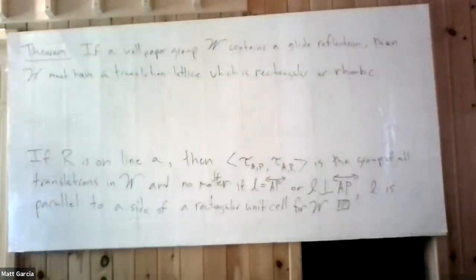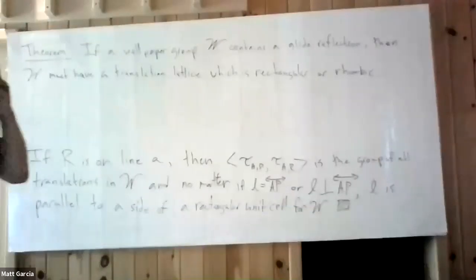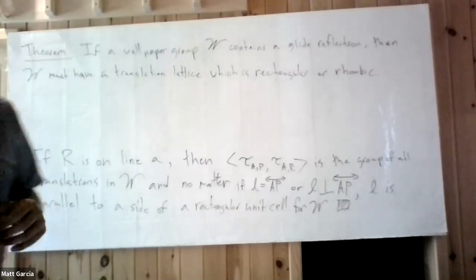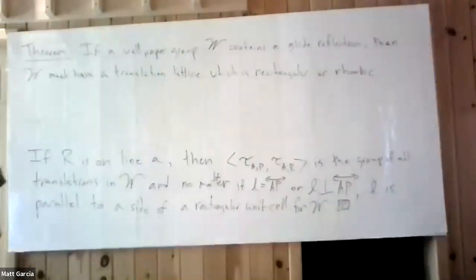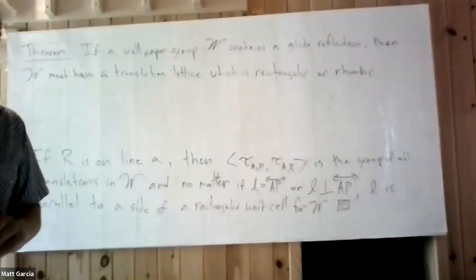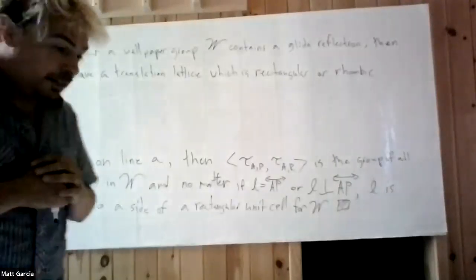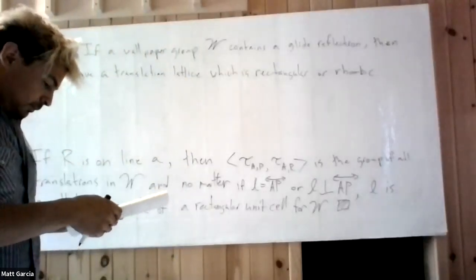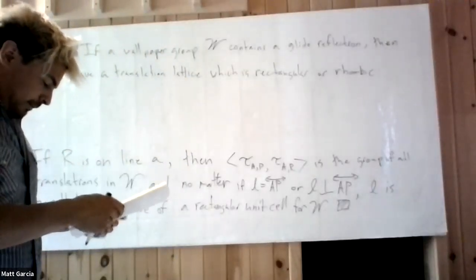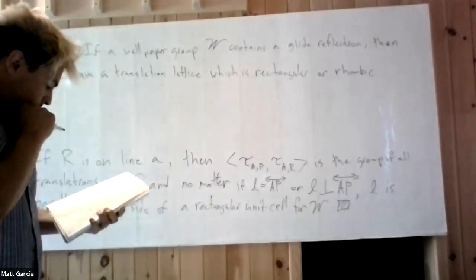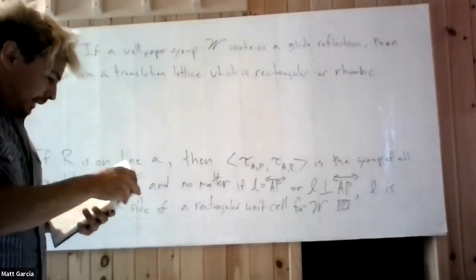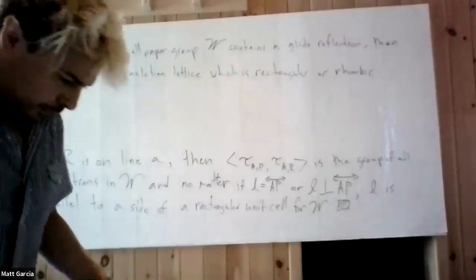So if we contain a glide reflection in a wallpaper group, then the translation lattice must be somewhat well behaved. It has to be one of these nicer quadrilaterals that we'd like to work with more than most. So there you have it. And the proof is a little bit involved. So I think that's all we'll say for today.